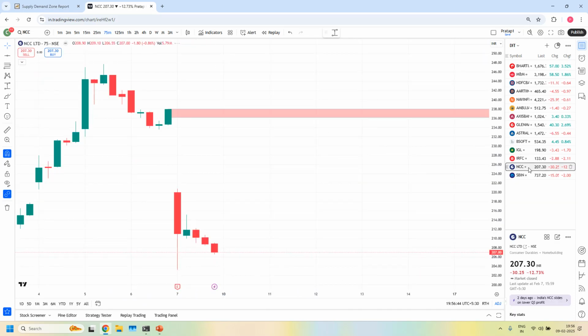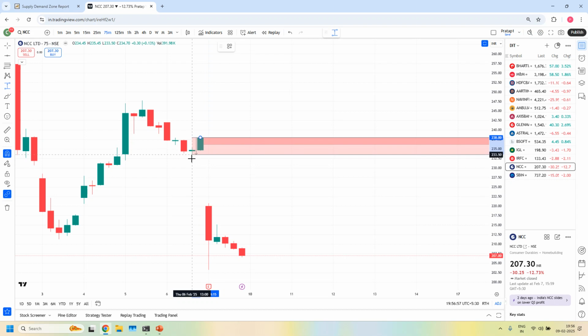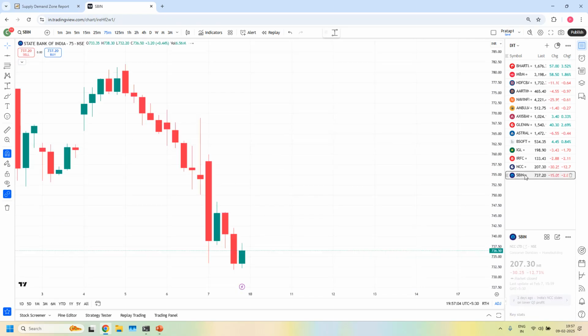Now go to the NCC. NCC is also the same case. We have a drop, we have a base candle, a medium size leg is also part of the base, and a drop candle, and this will be your zone. So inside the 75 we have a 15-minute zone. And the last one is State Bank of India.